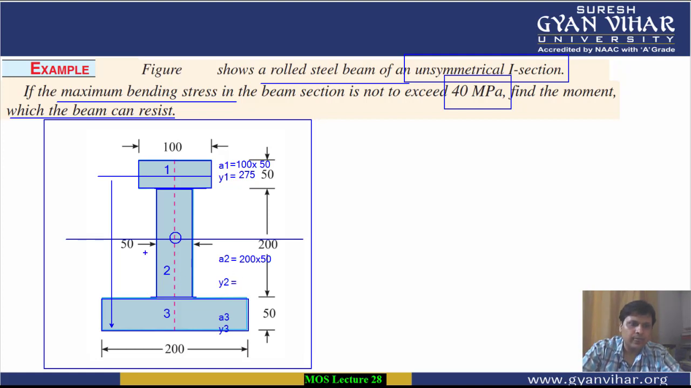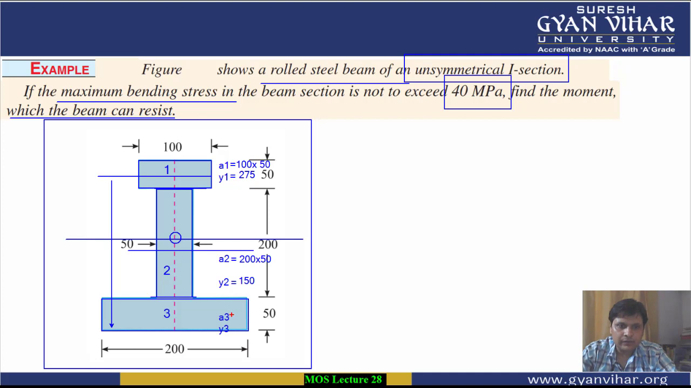How will we calculate Y2? Again, for Y2, if this is the center of gravity line, its distance from the bottom will be equal to this particular length. Sorry, this particular length is 50, and half of this 200 is 100. So 100 plus 50 will give you the value 150. So Y2 is basically 150.